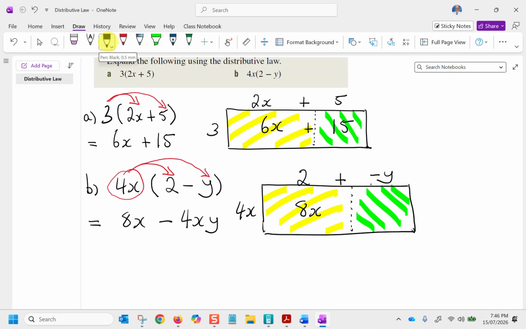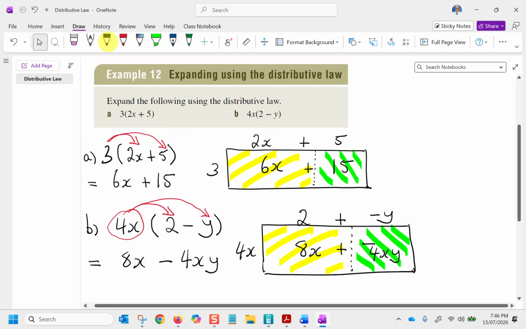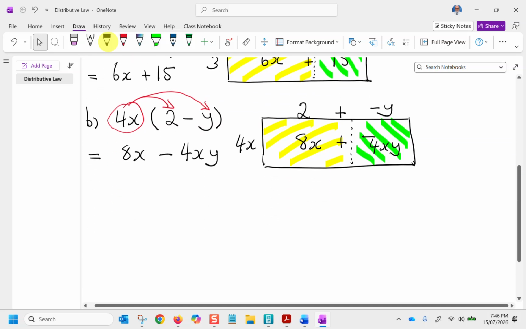4x multiplied by negative y. Now a positive times a negative is a negative, and 4 times x times y. So we see the yellow section added to the green section. Adding a negative is the same as subtract, and the results agree. That's the distributive law, and that's example 12.